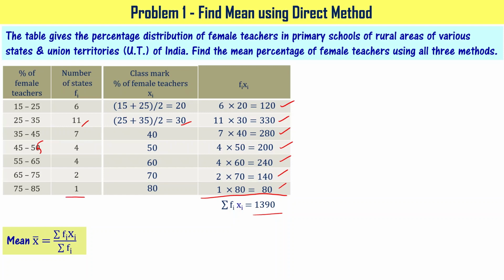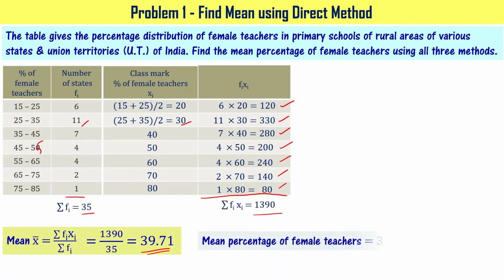Similarly, when you sum the number of states, that is 35. States and union territories together, when this data was generated, that was 35. Okay. Now let's find mean x bar equal to sigma fi xi divided by sigma fi. That is going to be 1390 divided by 35. That is equal to 39.71. So to answer the question, we say mean percentage of female teachers in various states and union territories is 39.71%, right? You can write.